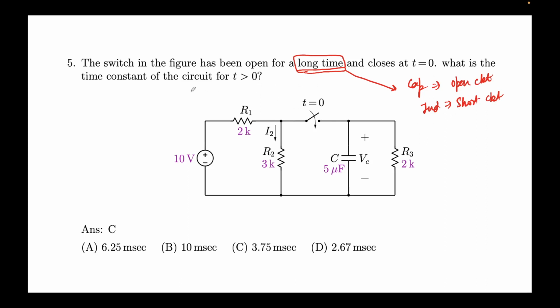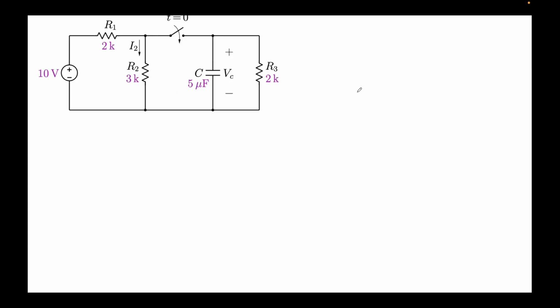The first problem asks what is the time constant for this circuit at t greater than 0. So this is the circuit that we know. Again, reproduce this over here. If you want to find the time constant for t greater than 0, mind you, this means the switch would be closed. So let me draw the circuit. This will look something like this: 10 volts, 2K, 3K, 5 microfarad, and then again 2K. So this is how the circuit will look.